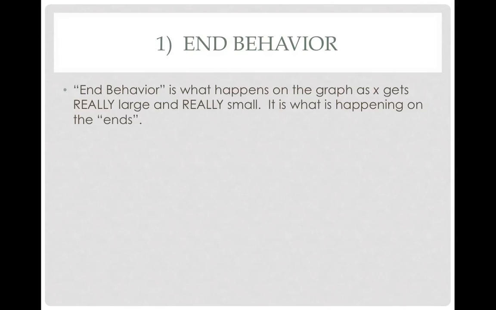Okay, so if you think about what's happening on the ends, we're talking about what's going on with the graph as x gets really, really large, or as it gets really, really small, meaning more and more negative. Okay, this is what we talk about when we talk about end behavior. So we're not interested in what's happening in the middle of the graph. We're just interested in where the ends are going.